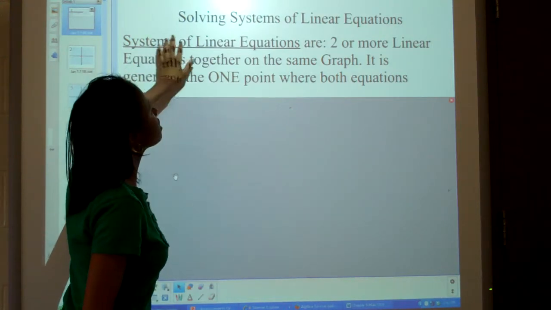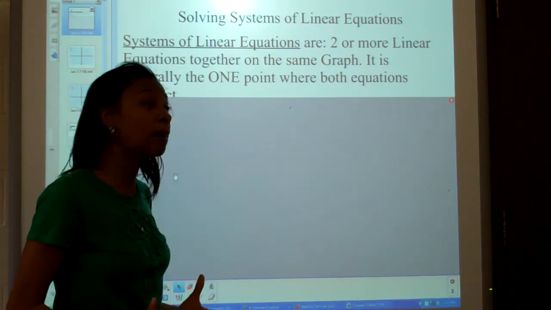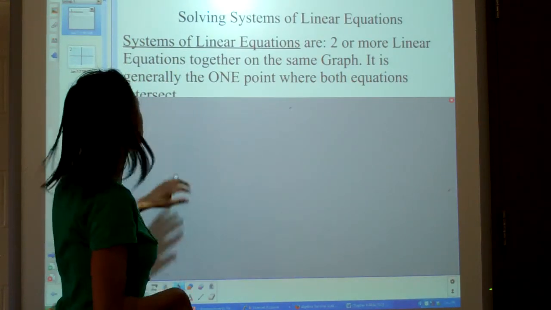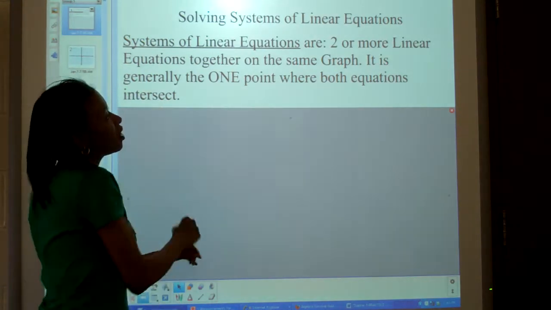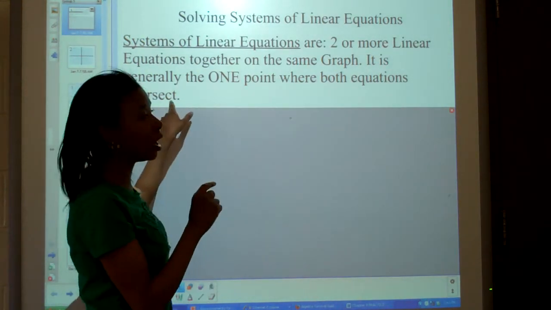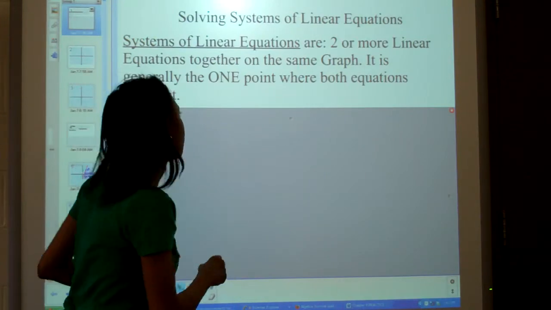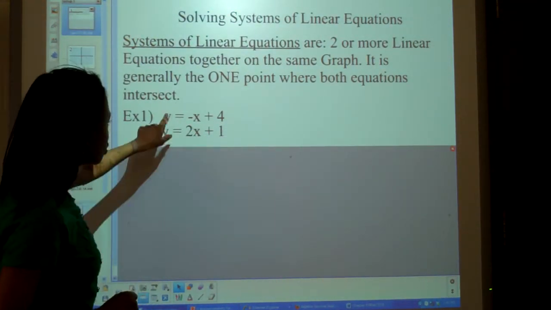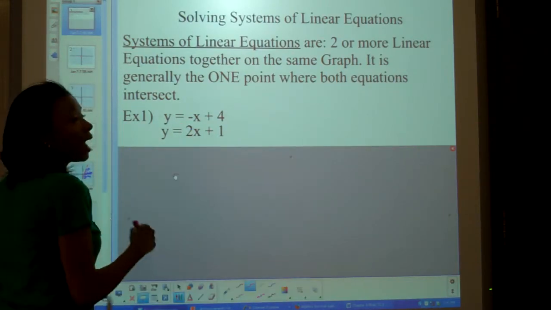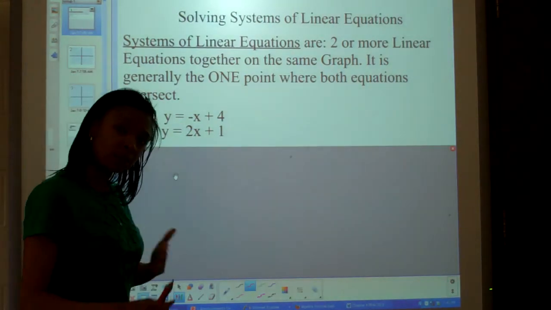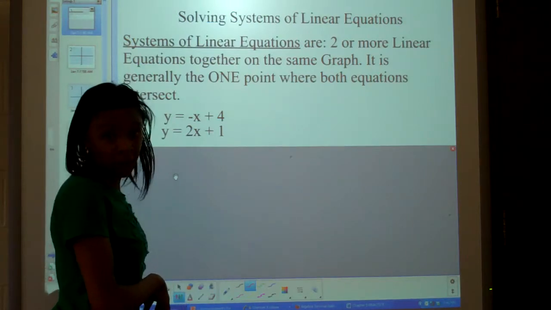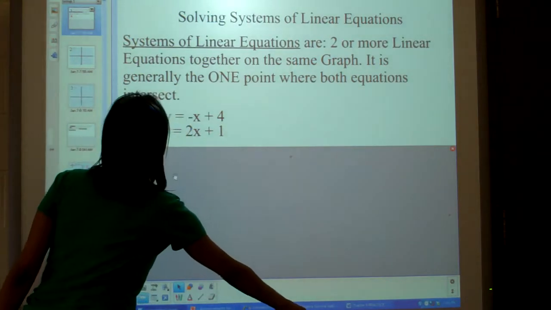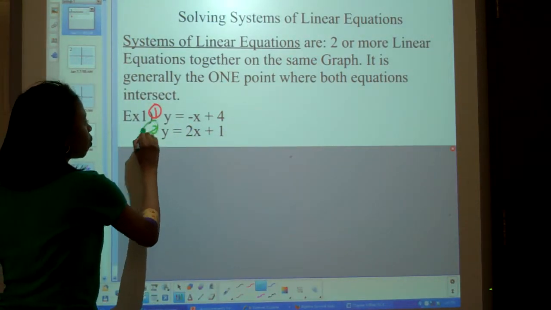Okay, so again, a system of linear equations, when you have two or more linear equations, is generally the one place where both of the equations intersect on one graph. What do I mean? For example, if I have two linear equations, these are two different ones, and I like to use different color markers because it helps me keep track of what's going on in my graph. So the first one will be red.